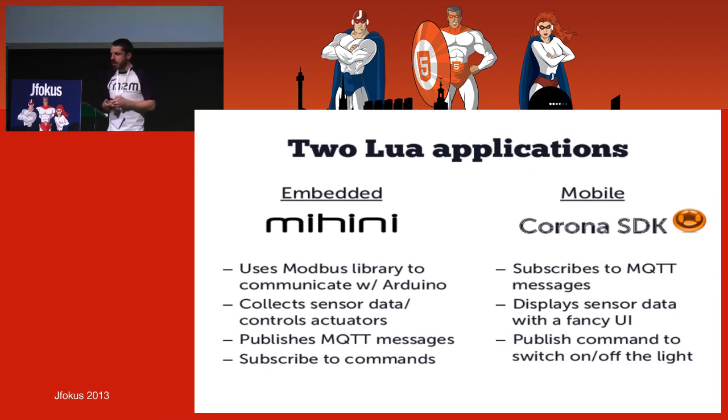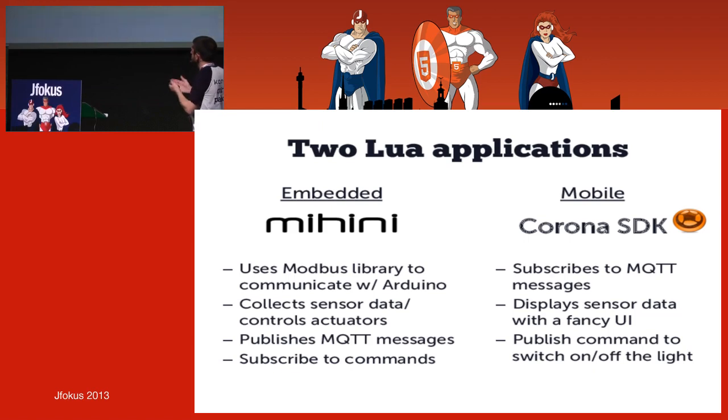So for doing this, we're basically writing 2 applications, and one is the embedded application, which is using the Modbus APIs of Mihini to interact with the Arduino/PLC. We collect the data. We push the data using MQTT. We publish the raw data on specific topics, and we also subscribe to commands in case a client, such as the mobile client maybe, has some commands for us, like open a water valve, switch the relay on or off.